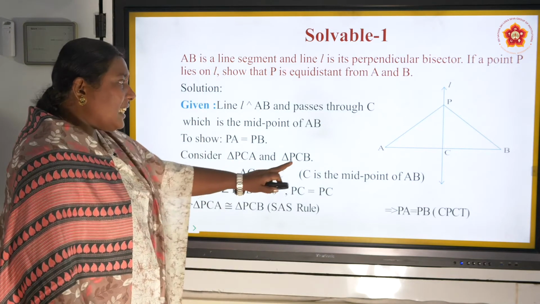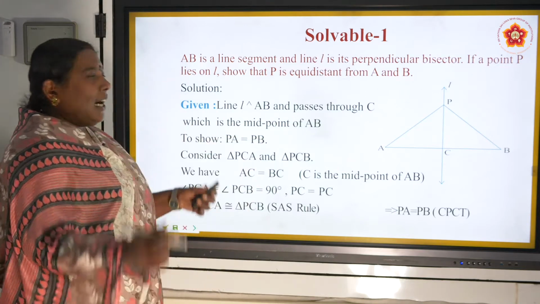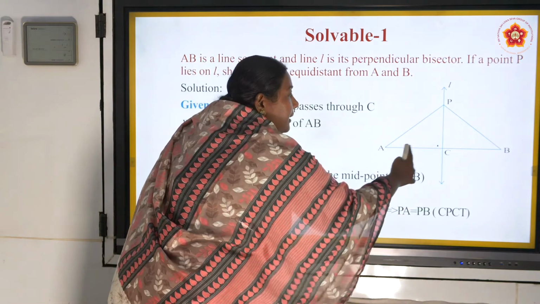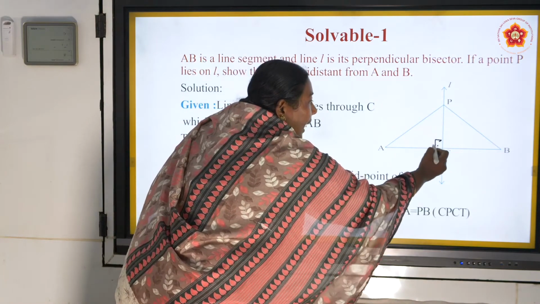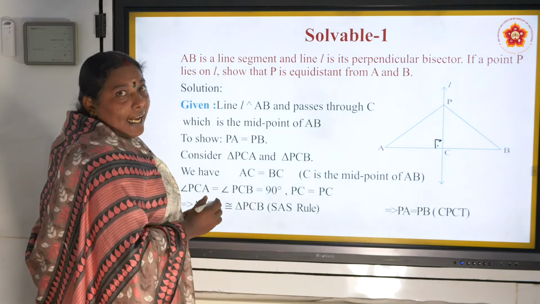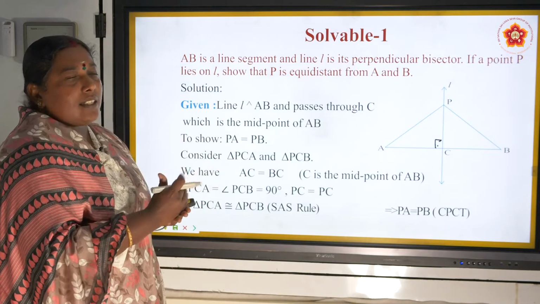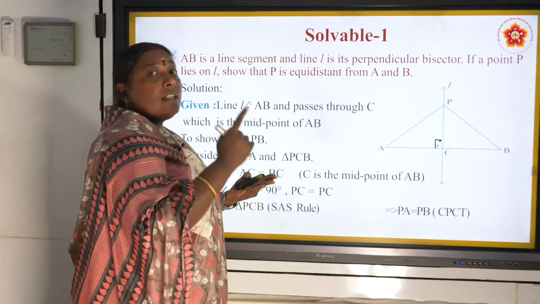Next, PC is common. So I have side, angle, side congruency. I can tell both the triangles are congruent. If both the triangles are congruent, here comes my super helper CPCT.